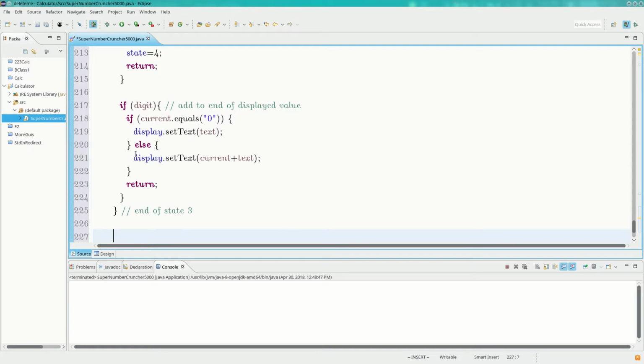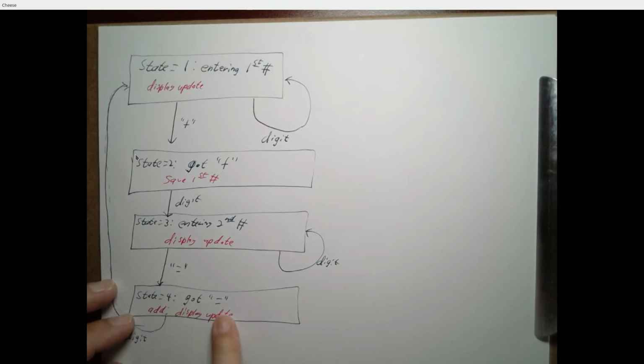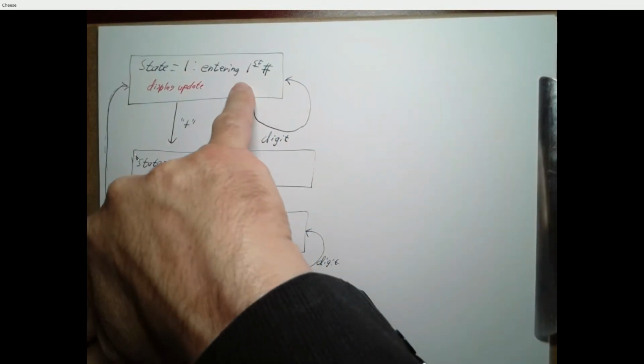And then our last state is state 4. And here we just display the answer. And we're not going to do anything until they hit a digit. Right, so state 4, they hit an equal, we display the answer. And now we're waiting for them to hit a digit. The first digit they hit, we want to show that on the display and then go to state 1.